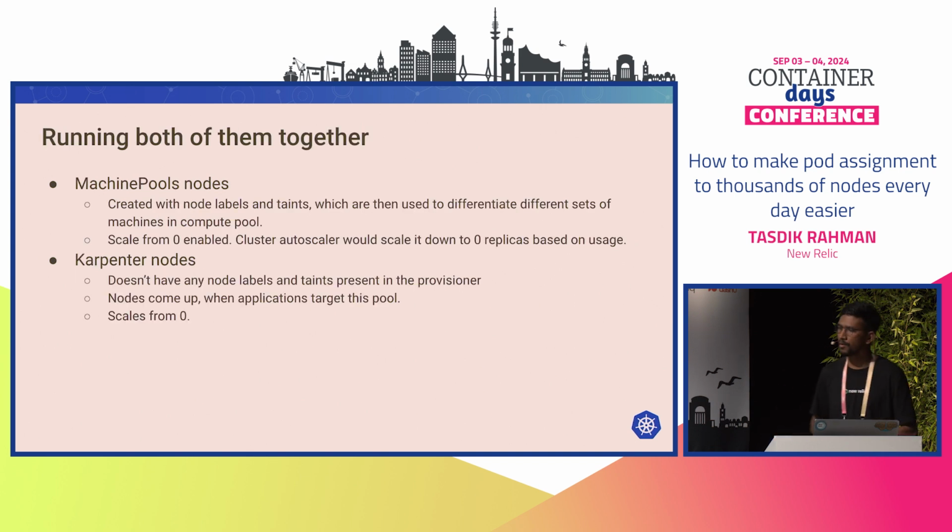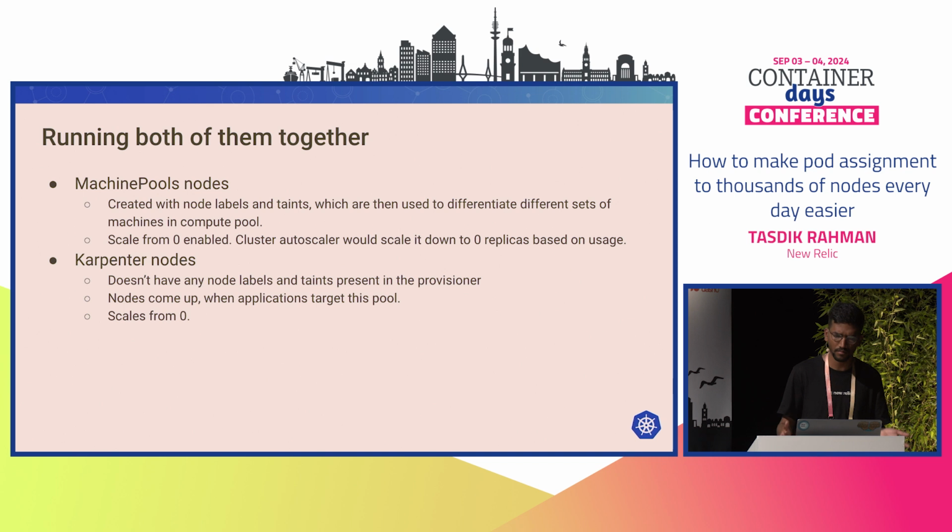So now the next question you might think is, in a cluster, how would you run them together, in a sense, right? And for this, we ended up coming up with a convention that whenever we create machine pool nodes, they are always created with specific node labels and taints, which are then used to differentiate the different sets of machines inside the compute pool. Scale from 0 is implemented, so cluster autoscaler can just scale in and scale out based on the compute requirements of the applications that are trying to schedule into these machine pools.